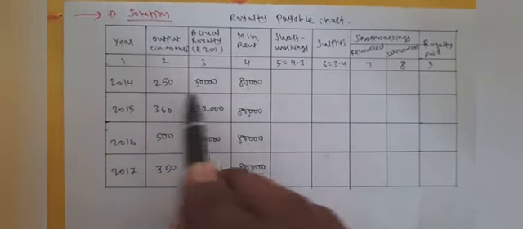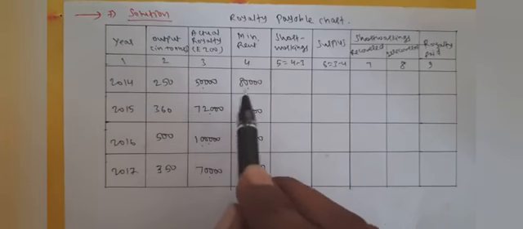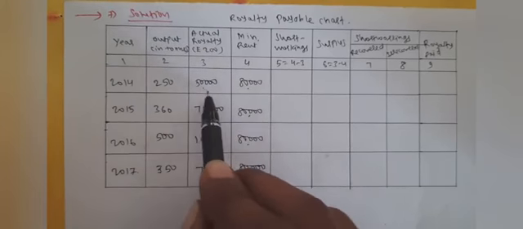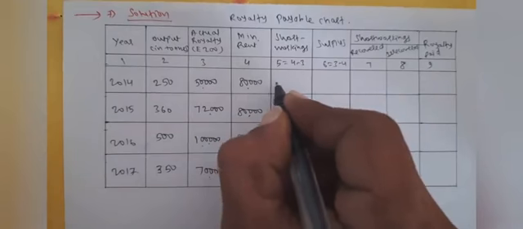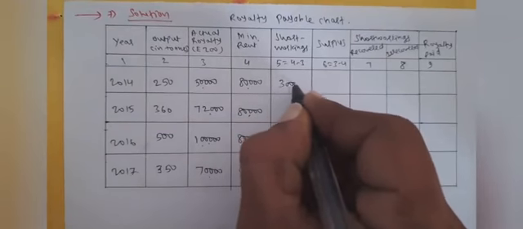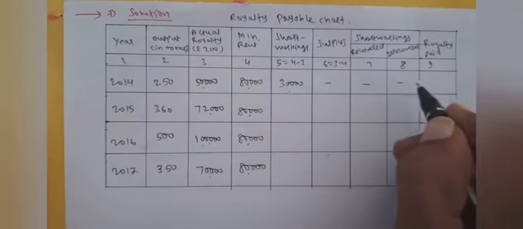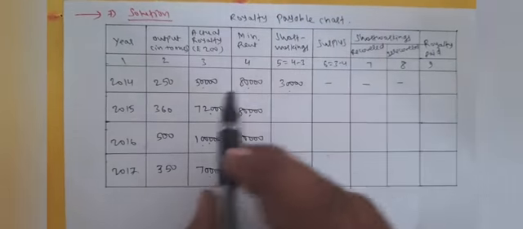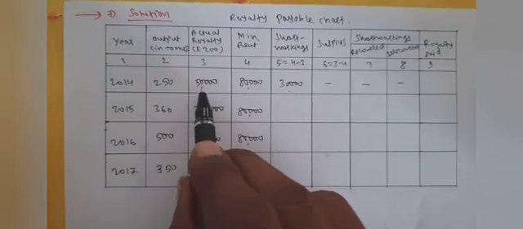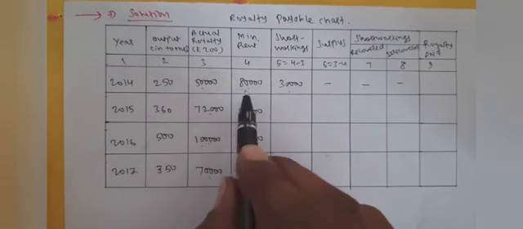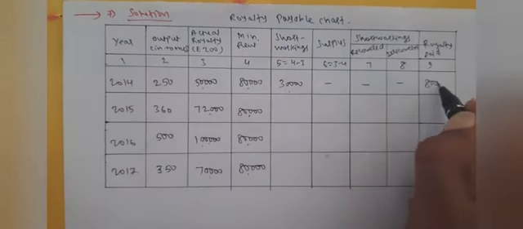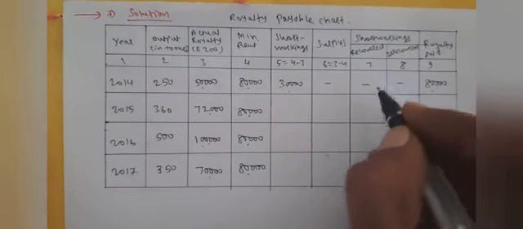See here, in 2014, actual royalty is 50,000, minimum rent is 80,000. So actual royalty is less than minimum rent. How much is it less? It is 30,000. No surplus, no recovered, no irrecovered. Royalty paid is whichever is higher, actual royalty or minimum rent. Here minimum rent is higher, so 80,000 is paid.